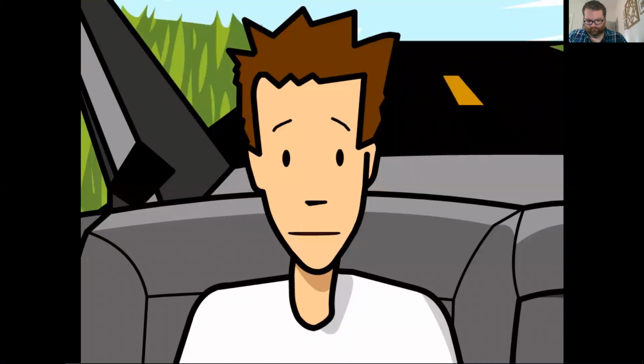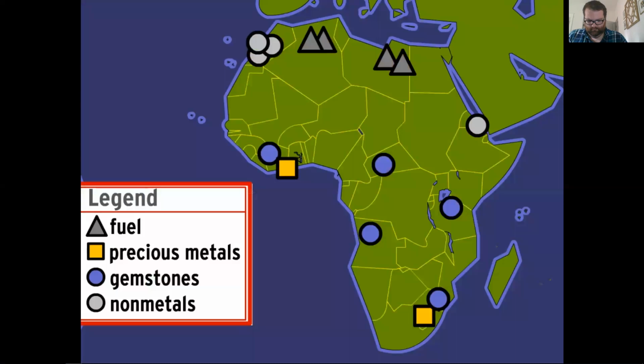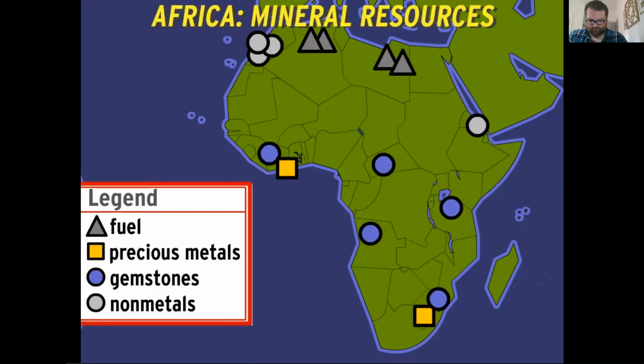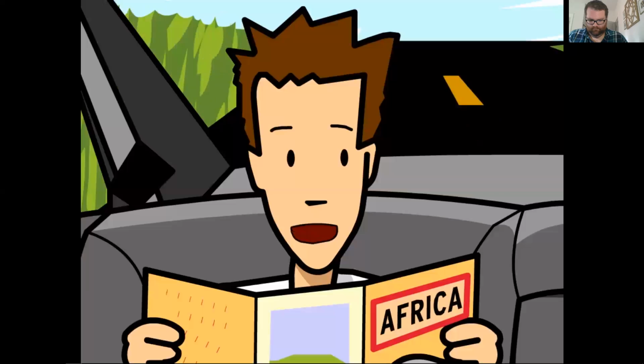Most maps, though, have certain things in common. One thing just about any map will have is lines that show country borders and major rivers. This map shows the mineral resources of Africa. Yeah, you can really make a map of pretty much anything.